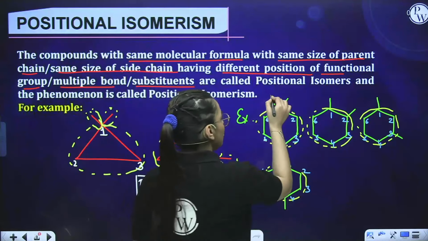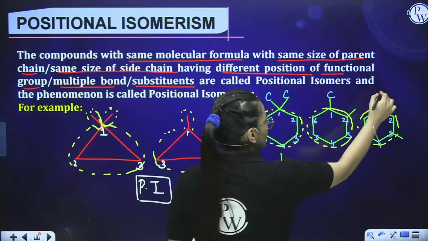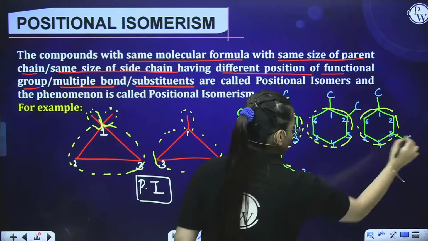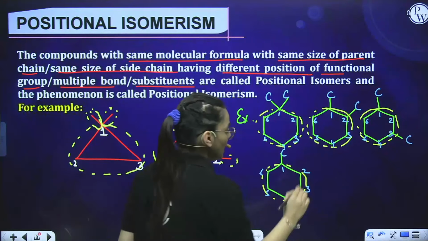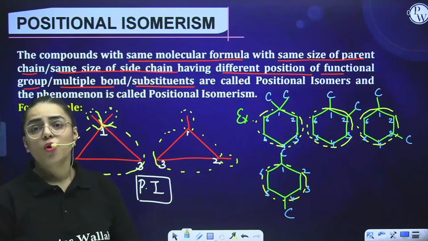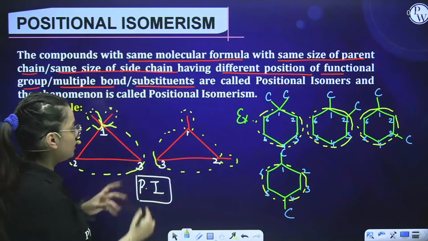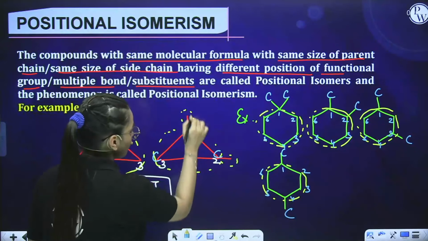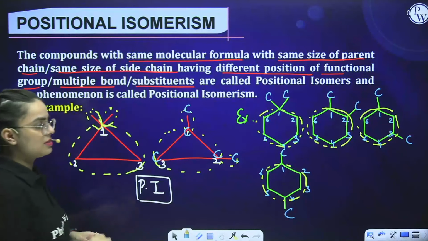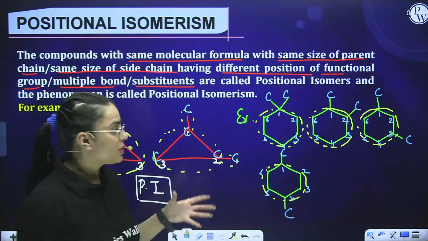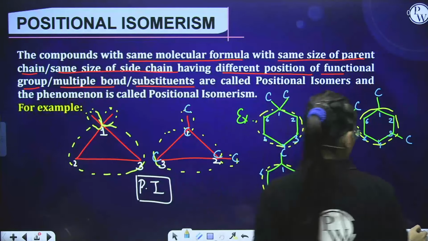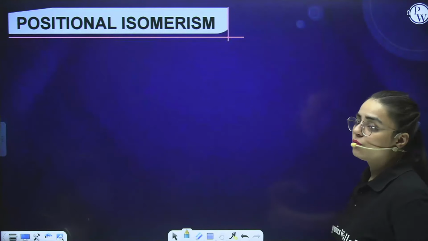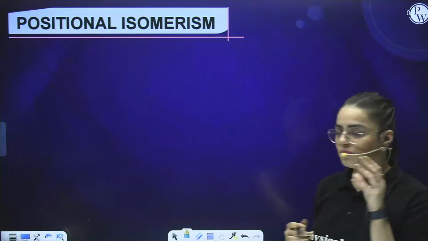Now this is bond line notation. This is carbon, this is carbon, this is carbon, carbon, carbon. Don't get confused. We have already done this in the previous lecture, the bond line notations. All of these are carbons. Each end represents a carbon atom. Clear? So these were the cases of position isomers. Now let us take one more case to define it more clearly.